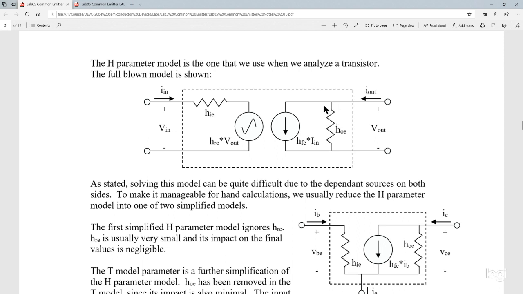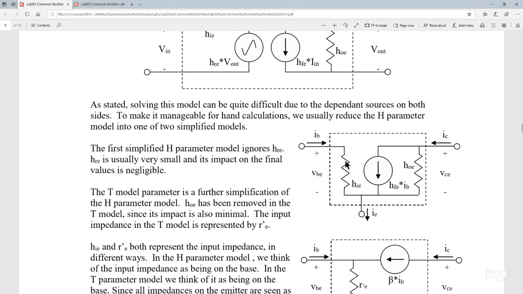Now this is an admittance. Be careful because this is actually an admittance, so it's in microsiemens. It's 1 over ohms. So this is the full-blown model, but this HRE makes it really difficult to figure out what the actual currents are, and it makes a small effect. So we usually throw that away and we come up with what's called a simplified H parameter model.